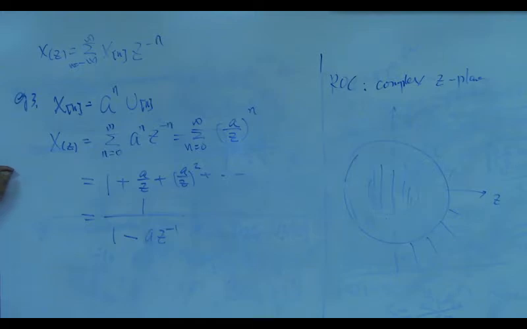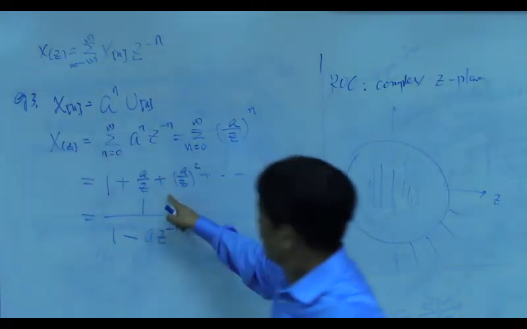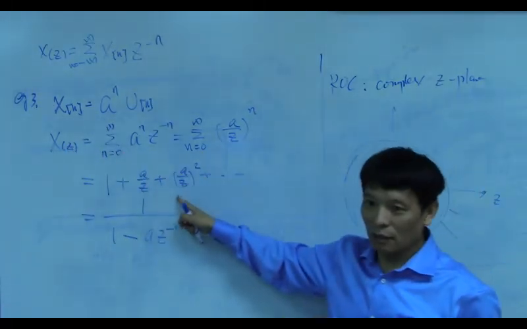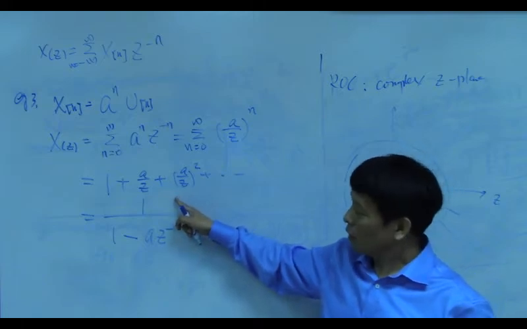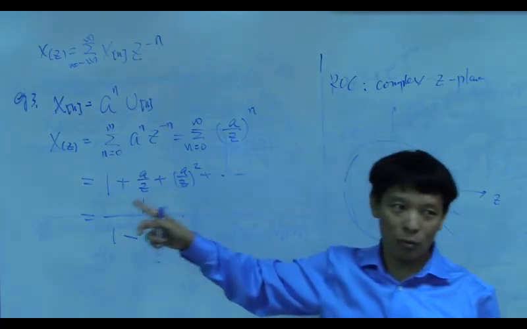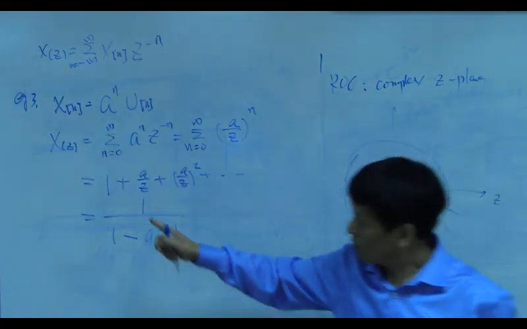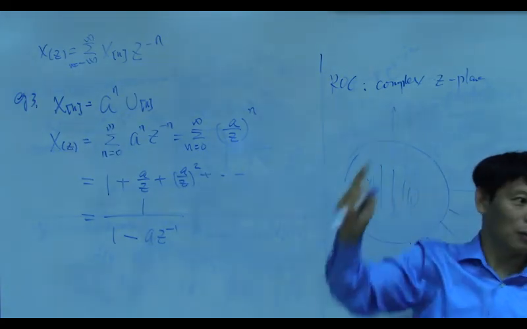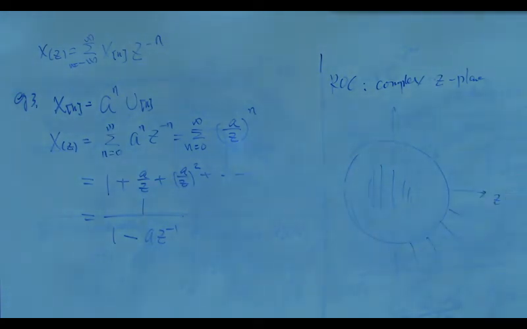Okay, so now let's see what we need to think about next. The region of convergence, right? Look at this one. We need to add all this together. If this a over z equals 1, 1 plus 1 plus 1 plus 1 plus 1, can we do that? Yes. What is it? Infinity, right? That means diverge. We cannot do that.